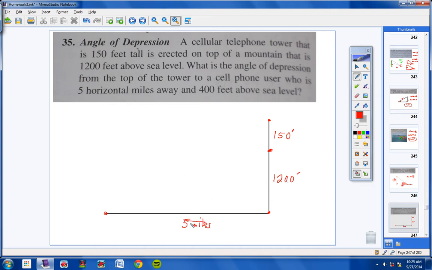And instead of using 5 miles, we're going to use 26,400 feet. Okay, now we have everything in feet. Now moving on. You're over here, and it says that you're using the phone 400 feet above sea level, so you're not really here. You're up about right here, 400 feet above sea level.